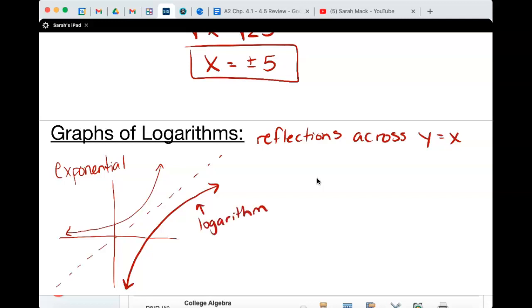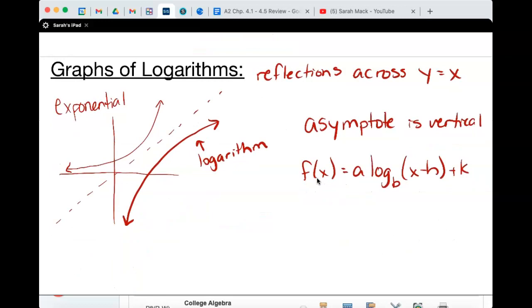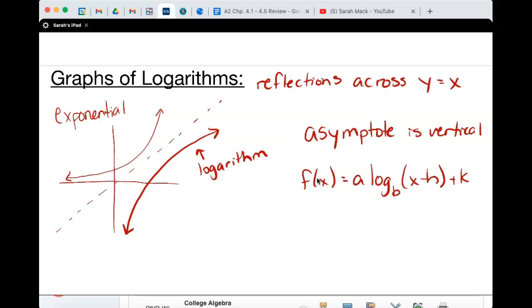The main focus is my asymptote is now vertical instead of horizontal. But you'll be given a logarithm in standard form, so you have a log base b of x minus h plus k. If you're given all this nonsense, you still want to rewrite it as an exponential because it's easier to graph. But in this format, with exponentials our asymptote was the k value, with logarithms our vertical asymptote is the h value. So my asymptote would actually be x equals h in our case, instead of y equals k for exponential.